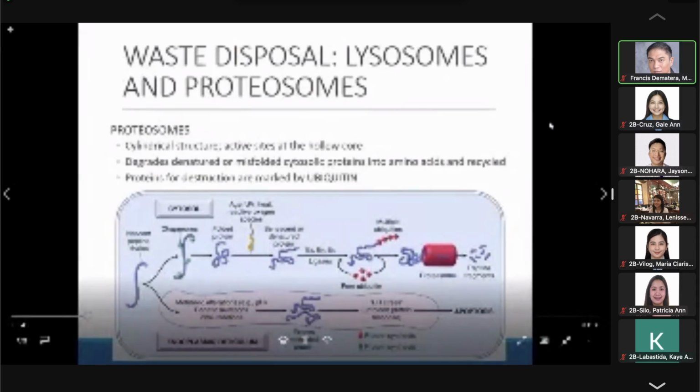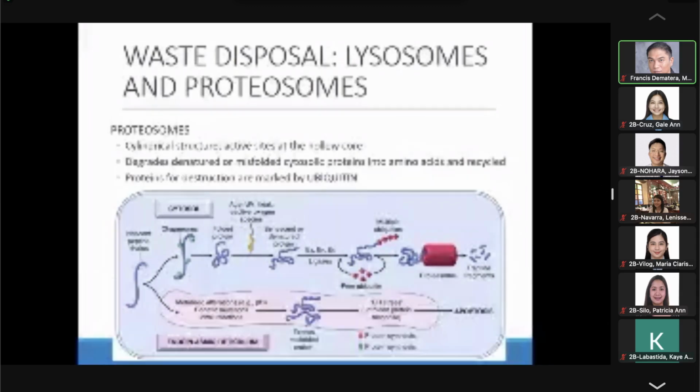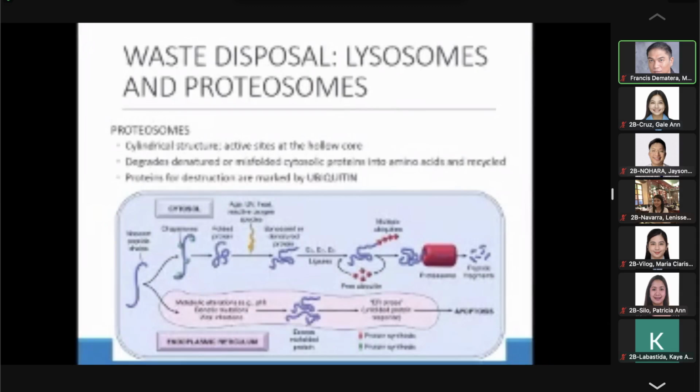Proteasomes are cylindrical structures, and their active sites are in their hollow core. They degrade denatured or misfolded cytosolic proteins into amino acids, which are recycled. The proteins for destruction are marked by ubiquitin.